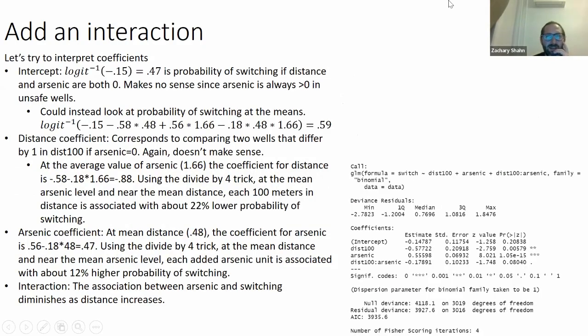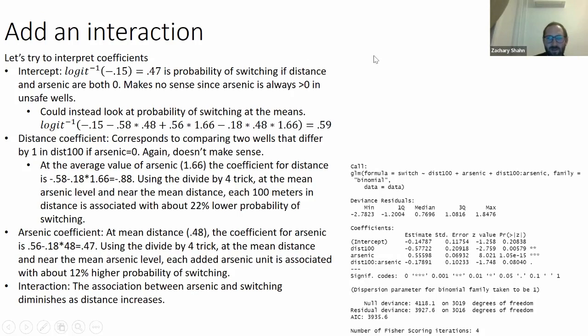The next thing is adding an interaction term. When you add an interaction term, you still get the main effect for distance: farther away, less likely. Same deal, the main effect for arsenic is: the higher your arsenic, the more likely you are to switch. And there's a negative interaction that's not statistically significant, but maybe close, which says that as your distance increases, the impact of your arsenic level decreases.